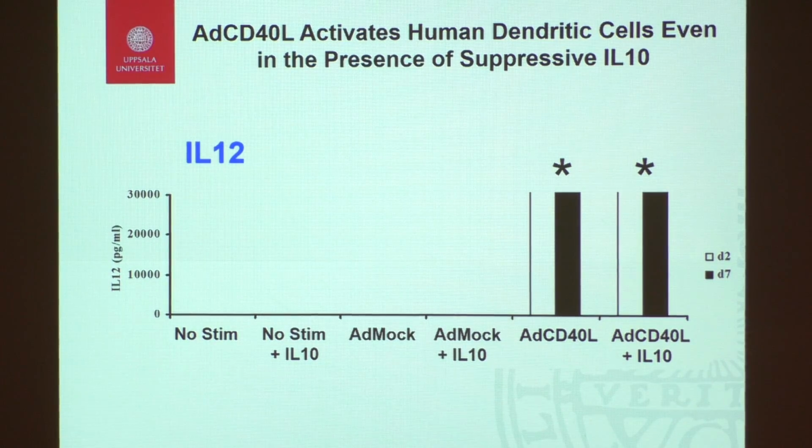Now, what I presented so far is mostly, of course, murine work, and you need to know before you start clinical trials if it's also relevant in the human system. And we tried to stimulate human dendritic cells with CD40 ligand virus, and we could see in a series of experiments that they get highly activated and produce a lot of cytokines, for example, IL-12. And they produced IL-12 even in the presence of IL-10, which is otherwise a suppressive molecule that is also present in the tumor.